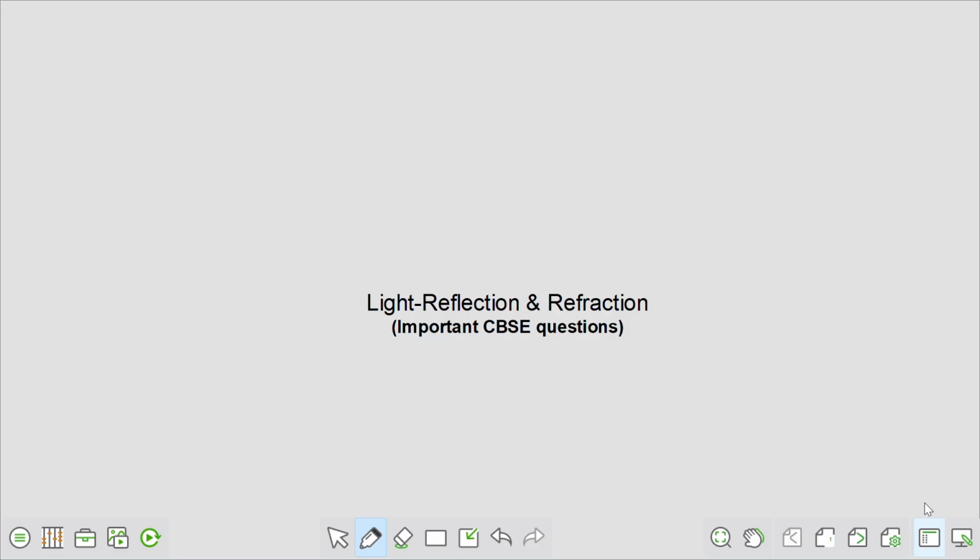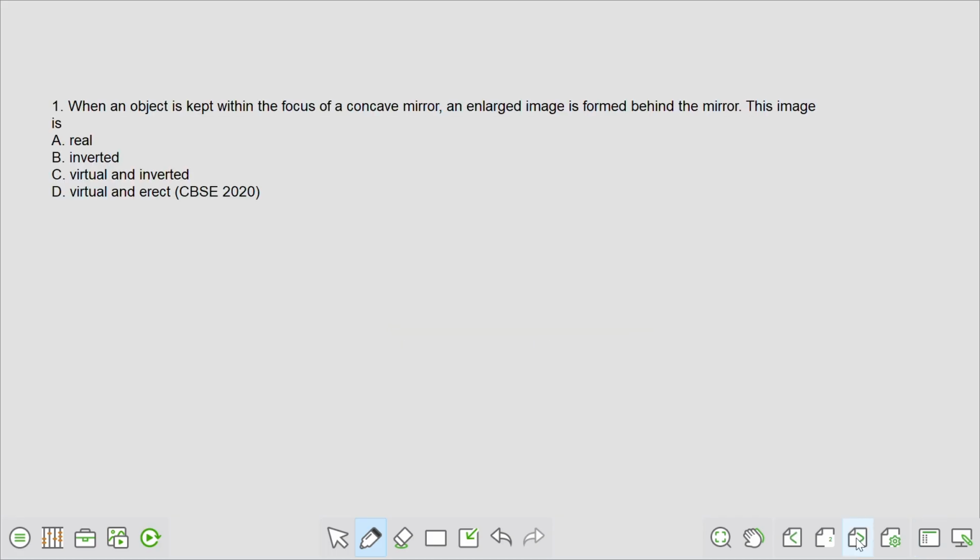So today we are going to discuss some important CBSE questions. As we have completed the reflection part of this chapter, we will focus more on the questions. So let's begin with the first question.